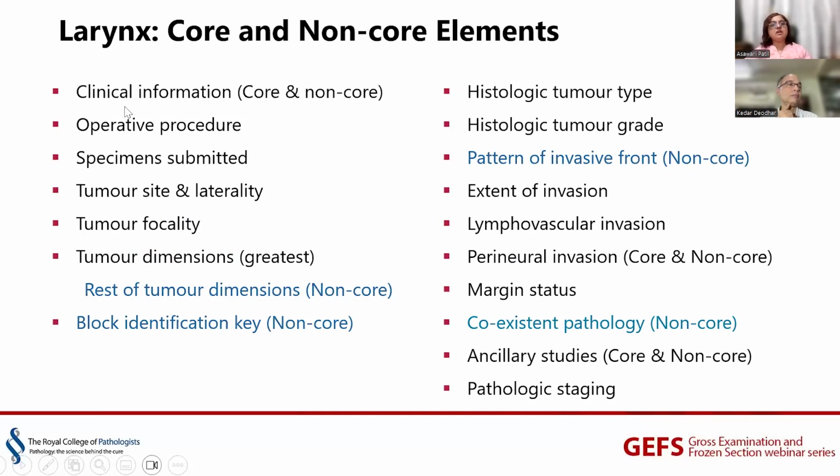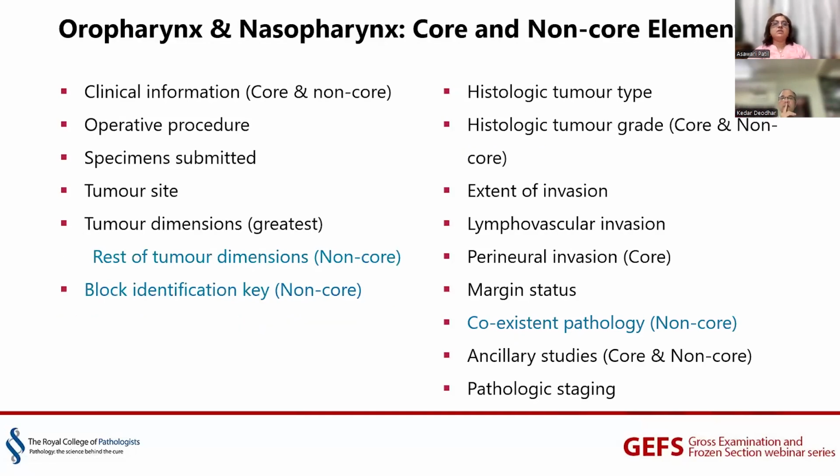Larynx core elements are again clinical information, operative procedures, specimens submitted, laterality, focality. Here, tumor focality is a core element, and tumor dimension, the greatest one. When we come to the microscopy, pattern of invasion is included here, but this is a non-core element. Otherwise, the rest of it is similar. What you see here: tumor type, tumor grade, extent of invasion, LVI, PNI, margins, ancillary studies, and pathologic staging, that can be included as a core element.